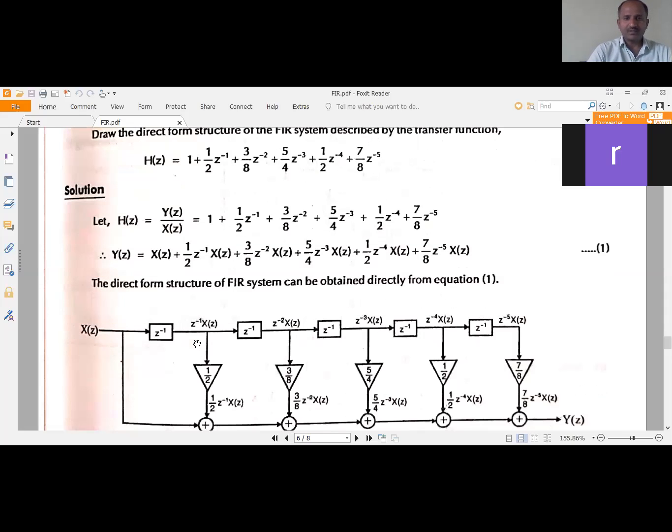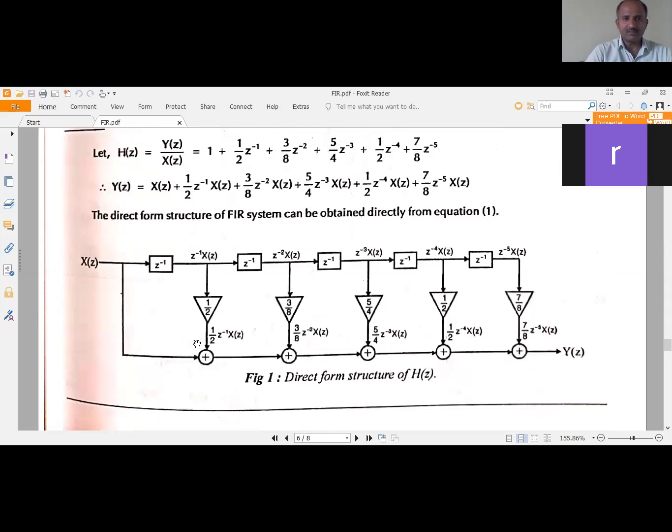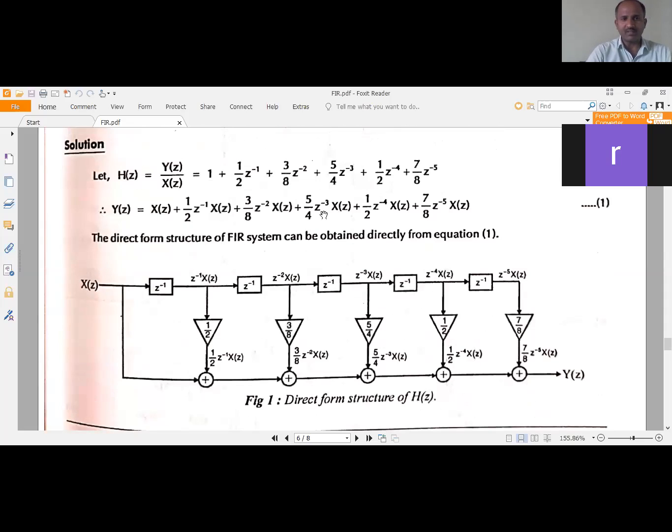By looking at this equation, the output is Y of z and X of z is the input. You have to keep the 5 delay elements in a horizontal manner, z power minus 1, z power minus 1, z power minus 1, z power minus 1, z power minus 1. Similarly, how many multipliers are required? 6 multipliers are required to realize this FIR system.